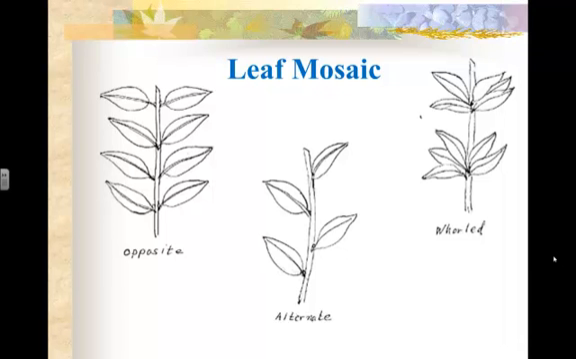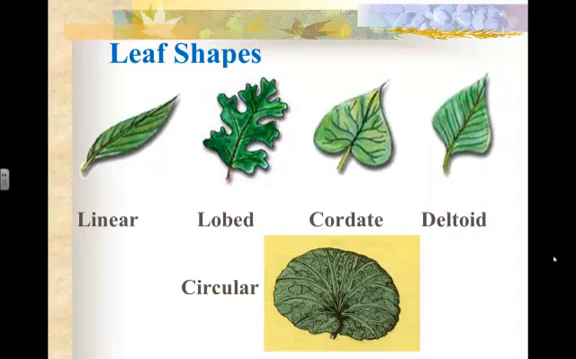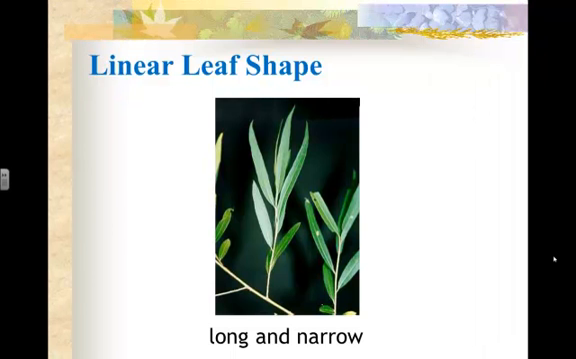Here's a drawing showing you the opposite, alternate, and whorled. Now leaf shapes, we're going to go over these. You don't need to know these for a quiz. But there are different leaf shapes, and this is all, again, still the exterior part. And we're going to look at each. Here's a good example of linear. Linear means line, so they're long and narrow.